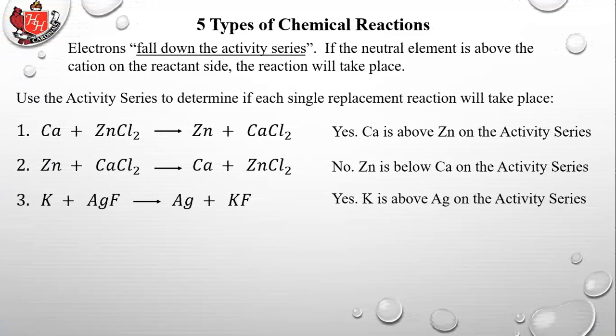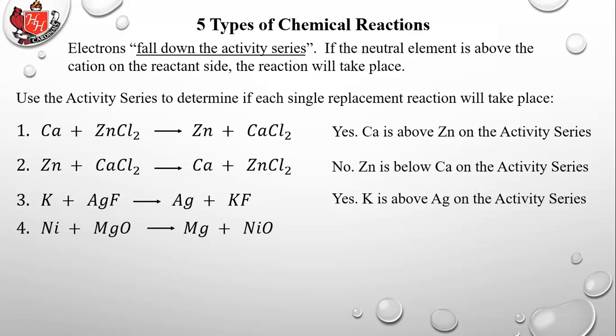Okay, so since K is above Ag on the activity series, the reaction will take place. The reverse reaction, Ag plus KF going in the other direction, will not take place because Ag is below K on the activity series.